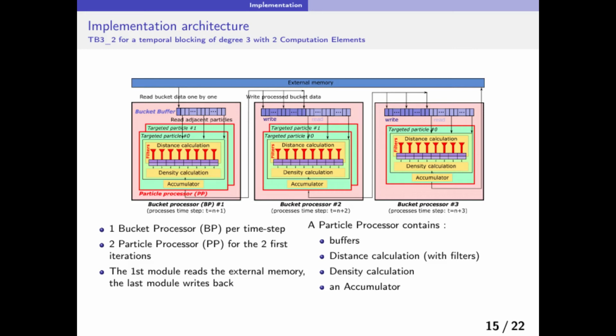The first module reads the data from the external memory, while the last module writes back to the external memory. The data is passed directly between the modules without going through an external memory, or the data is kept on chip. A particle processor contains a buffer, a distance calculation, a density calculation, and an accumulation.